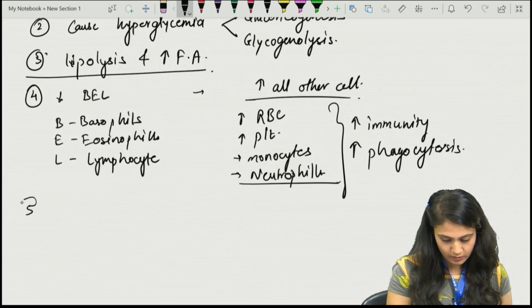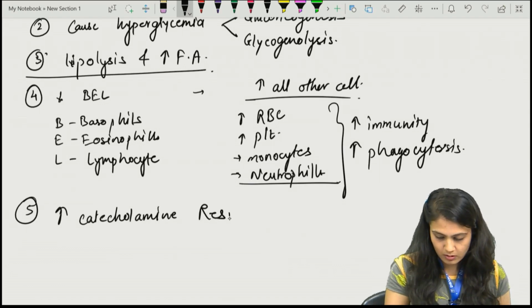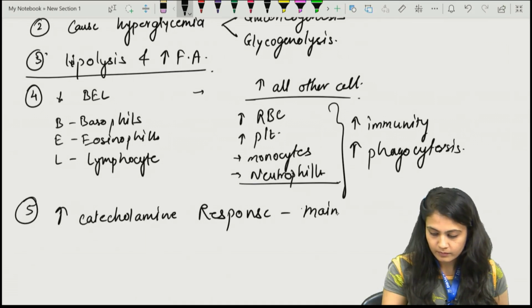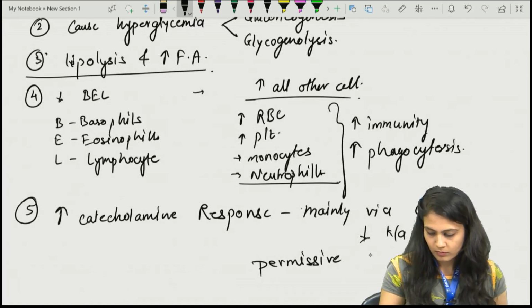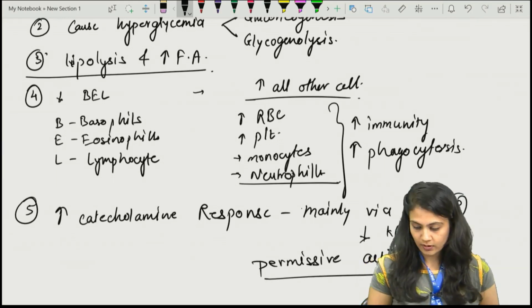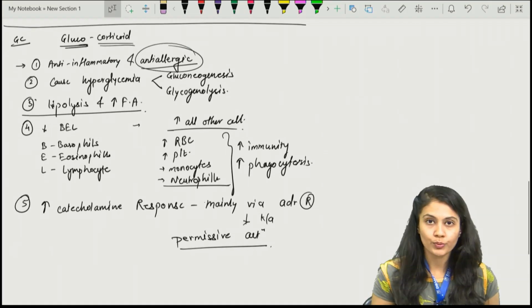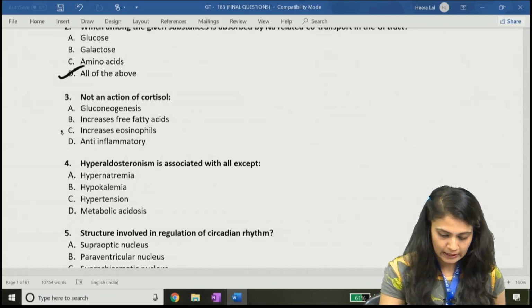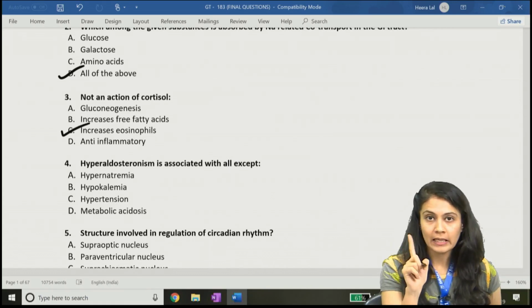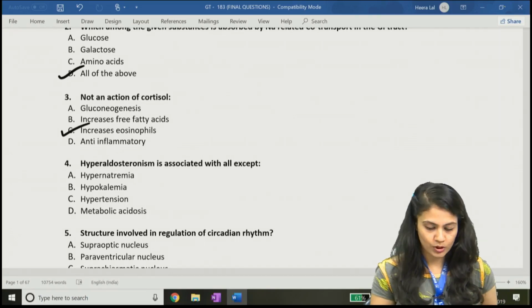And fifth, it also increases the catecholamines response, mainly via adrenergic receptor. It is known as permissive action. This was the question of last year's NEET exam. So these all are the functions of glucocorticoids. So the answer of our question is option C, increase eosinophils. We had a mnemonic BEL, they decrease the BEL, and that's how they are anti-allergic. So option C is the answer of question number 3.